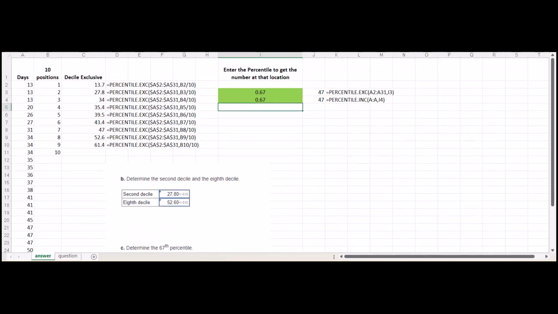So you can mess around with this, and this is why I set it up this way, so you can use this formula here to enter what you want, and it's going to give you the answer here, okay? And that'll do it for this, deciles and percentiles, business statistics.